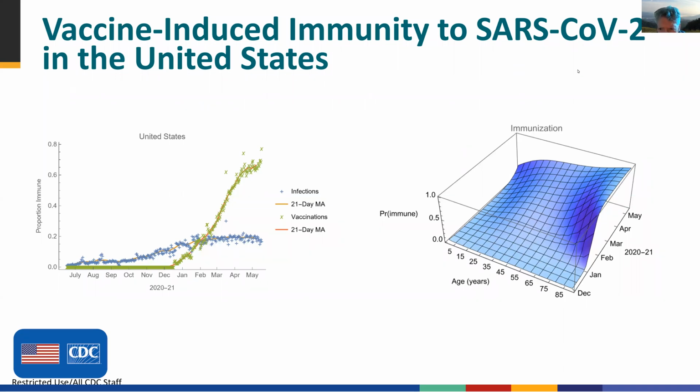And we began with healthcare workers and other essential workers, and then elderly people, and those with conditions that predispose them to serious illness, and then moved progressively to younger people. And you can see that in the graph on the right, which presents the proportion immune as a function of age and time. You can see that immunity increased in December and January, and then especially a little bit later on among older people.